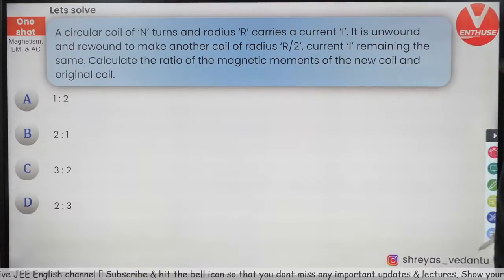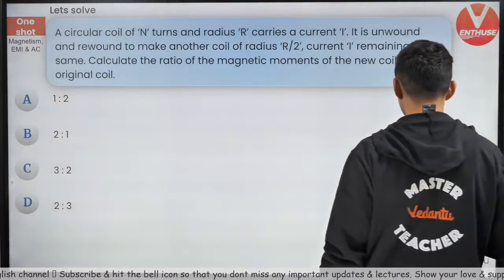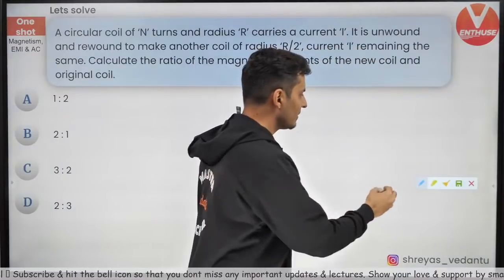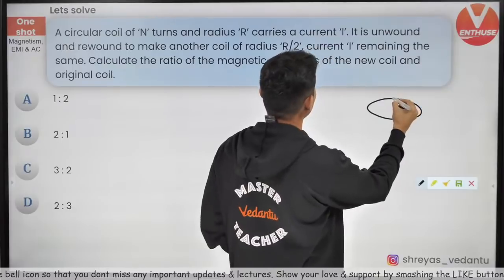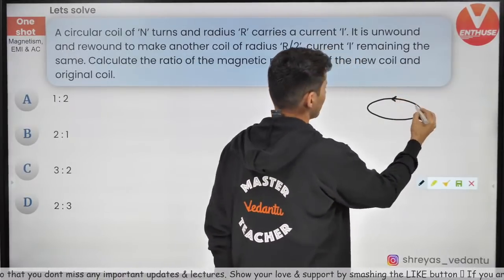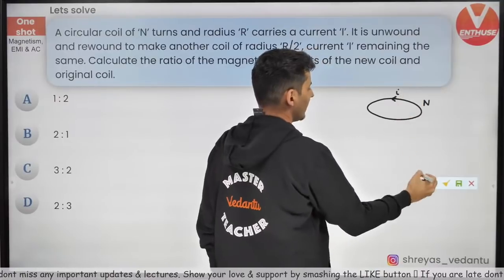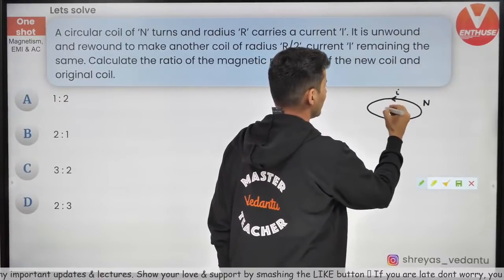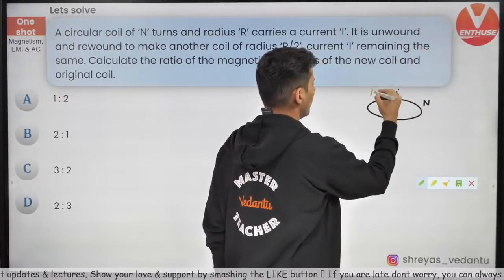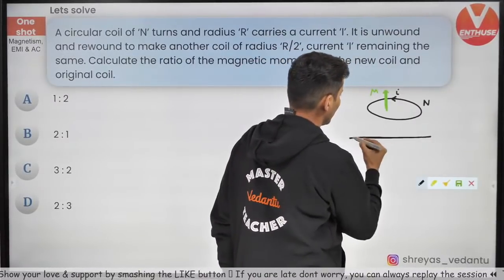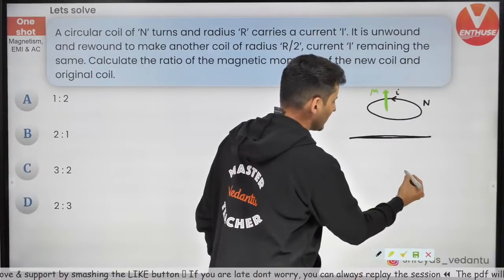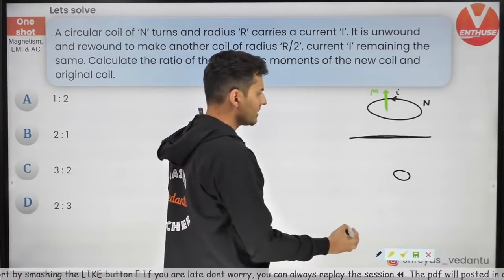All right, come on my warriors. Let's see how many of you can do this. Let me draw the situation for you. You have a coil. It has n turns and carries current I. Obviously, there will be some magnetic moment. Now you unwind it, which means you make it a straight wire. And now you make it a coil of smaller radius.